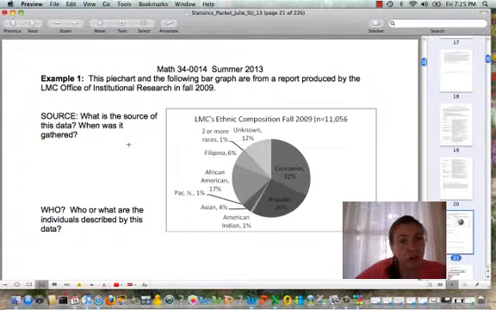So our first question is, what is the source of this data and when was it gathered? So we always want to think about the source and then the who, what, when, and why for our data. So the source here, as we said, is the LMC Office of Institutional Research, and the data was gathered in 2009.